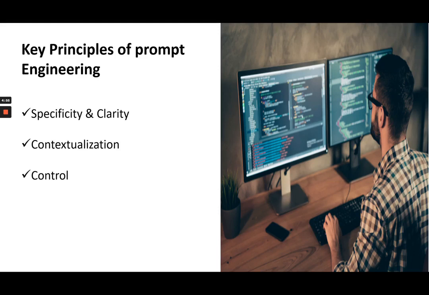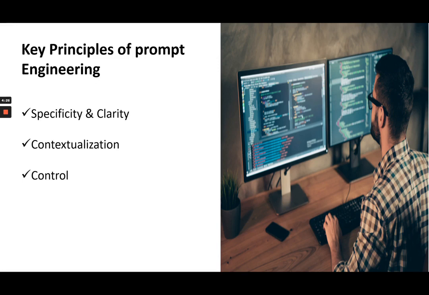Now let's talk about the key principles of prompt engineering. The first one being specificity and clarity. Now, it's important, clear and precise instructions are important, of course, to get accurate results. Ambiguity can lead to undesired and irrelevant outputs. That's why crafting unambiguous prompts with explicit context is essential to guide the model most effectively.